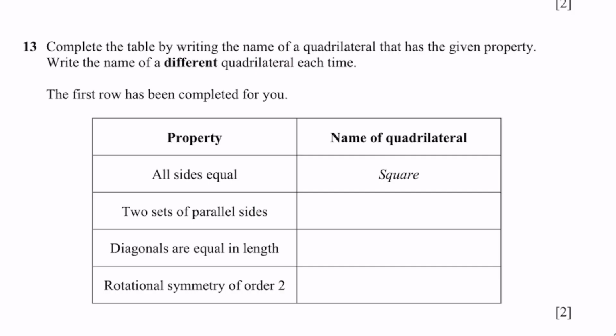Question 13. Complete the table by writing a name of a quadrilateral that has the given property. Write the name of a different quadrilateral each time. All sides equal is a square. 2 sets of parallel sides. We know a rectangle has that, so we can write a rectangle. Diagonals are equal in length. We can see a trapezium, which is an isosceles trapezium, has both diagonals equal in length.